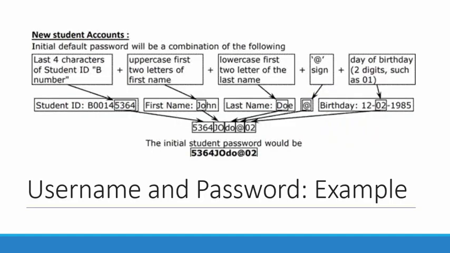All right, in this example, the last four characters of the student ID are 5364. The uppercase first two letters of the first name are capital J, capital O. The lowercase first two letters of the last name are lowercase d, lowercase o. The at symbol plus the day of the birthday, which in this case is December 2nd or 02. Take a moment now to pause the video while you figure out your own unique username and password.